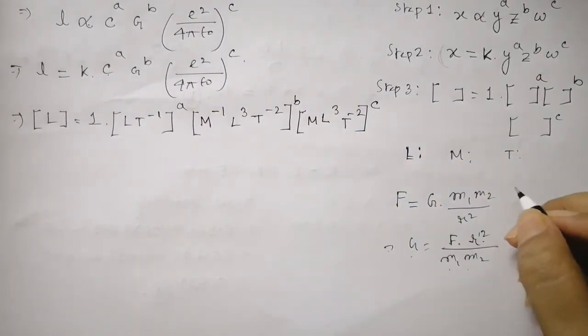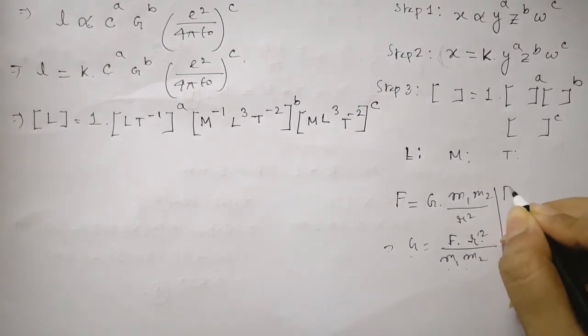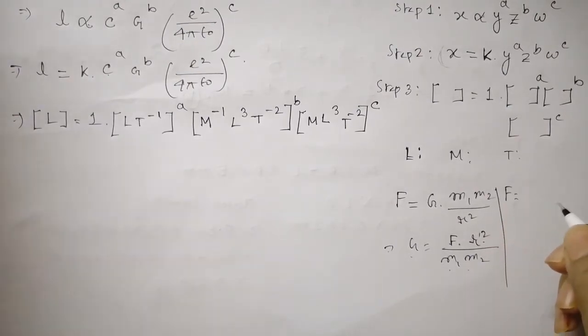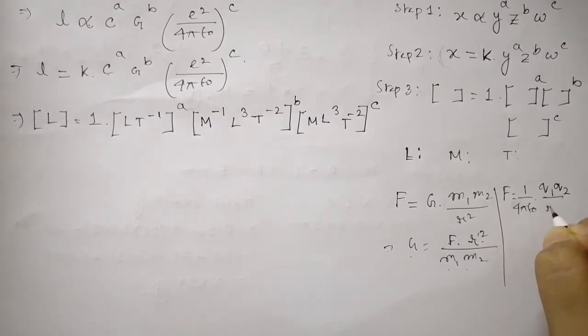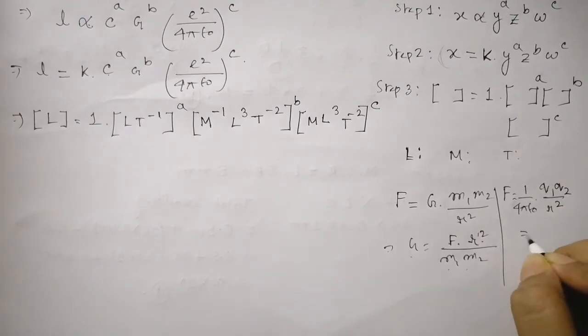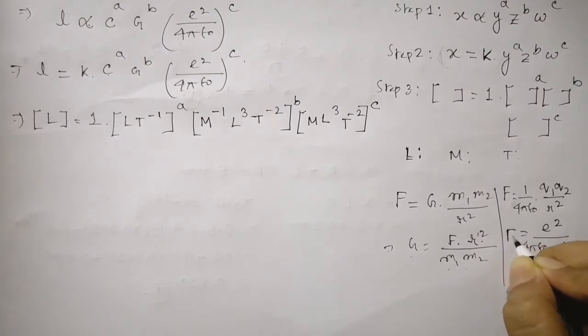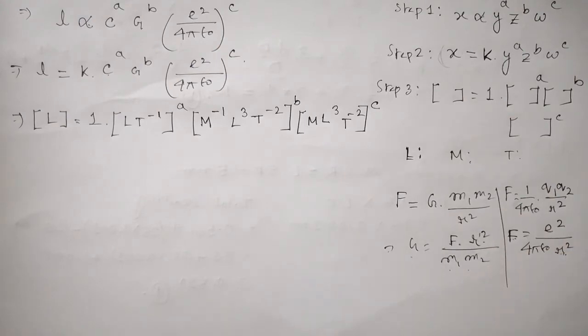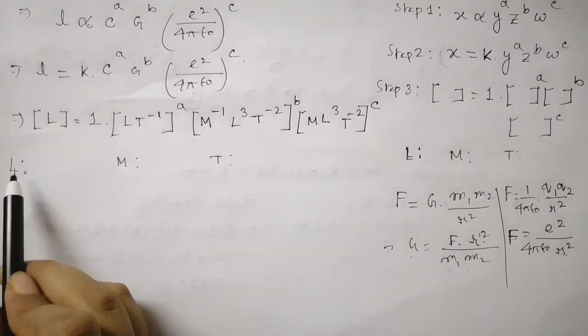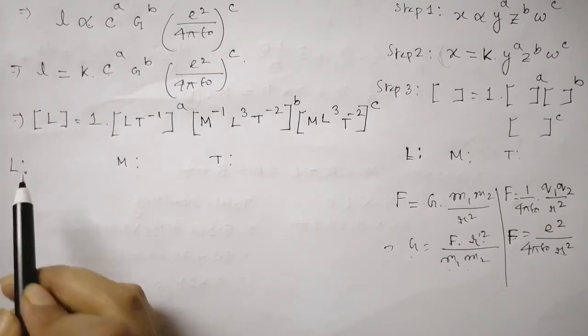You remember the formula of Coulomb force, F equal to 1 by 4 pi epsilon naught Q1 Q2 by r square. So in place of Q1 Q2 put e square divided by 4 pi epsilon naught by r square. The left hand side is force. So take this r square to the left hand side and you will get the dimension of e square by 4 pi epsilon naught.